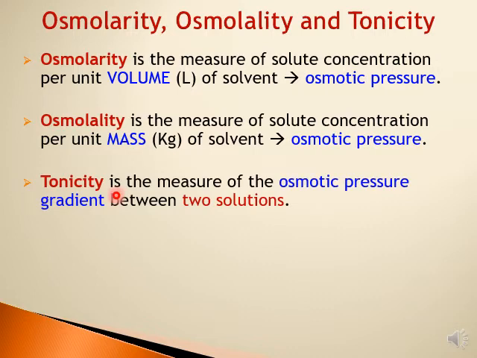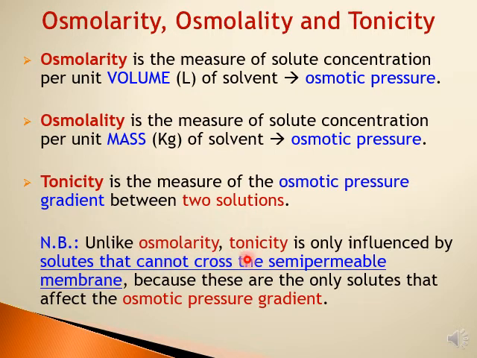Tonicity: if I have two solutions that have different osmolarities, the osmolarity gradient or the osmotic pressure gradient between both solutions that are separated by a membrane is called tonicity. So tonicity is the measure of osmotic pressure gradient between two solutions that are separated by a semi-permeable membrane. And as I said, the best example of semi-permeable membranes in any biological system is the cell membrane or the plasma membrane. Unlike osmolarity, tonicity is only affected by the solutes that cannot cross the semi-permeable membrane, because these are the only solutes that affect the osmotic pressure gradient. So any solute present in any solution on both sides of the cell membrane that cannot cross the cell membrane is what contributes to the tonicity, or the osmotic pressure gradient.